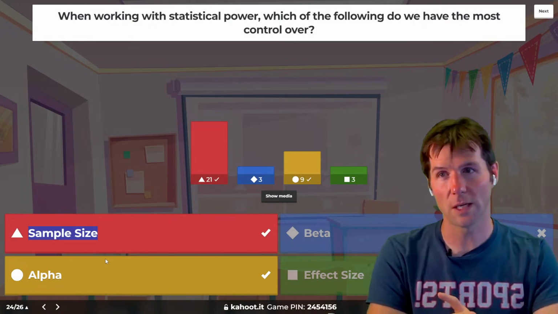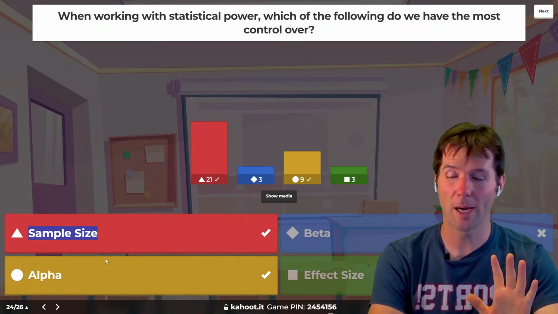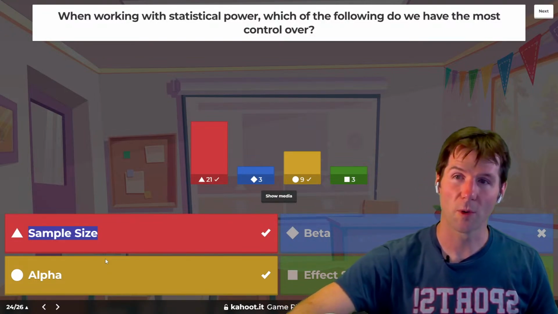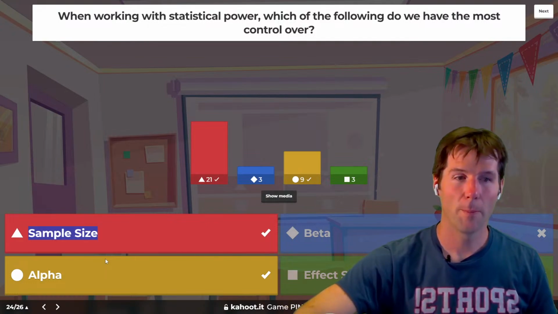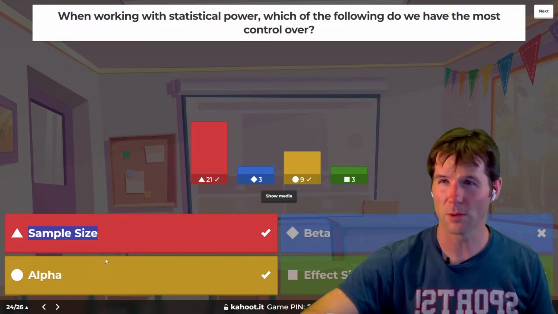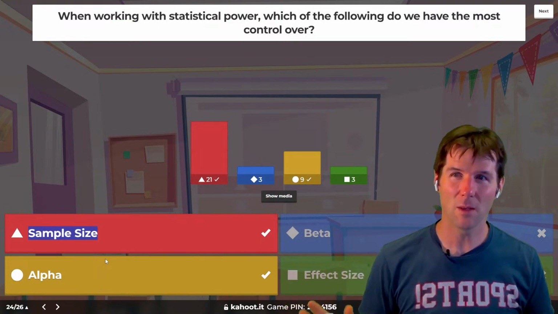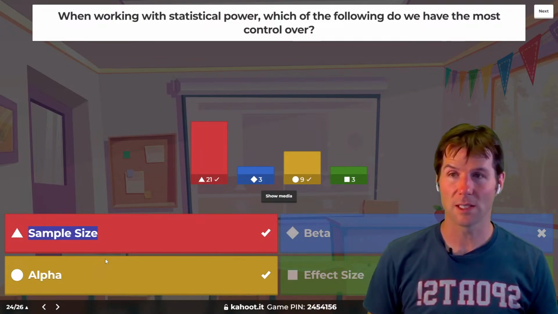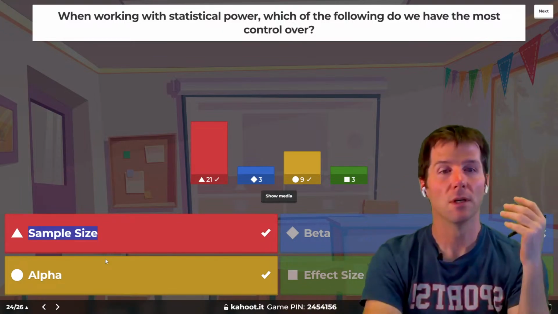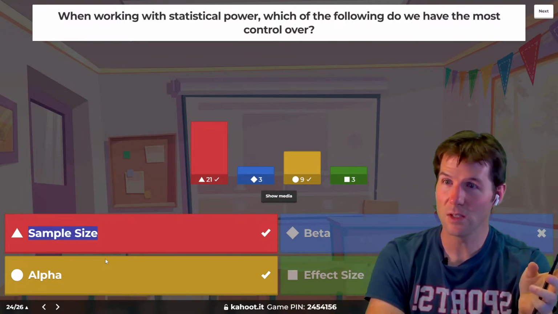Power is the ability to find results. The textbook definition of power is the ability to correctly reject the false null. You Google it, that's what it'll say. Power is basically the ability to find results when results exist, to reject the false null. So if you get a bigger sample, you can find results easier.